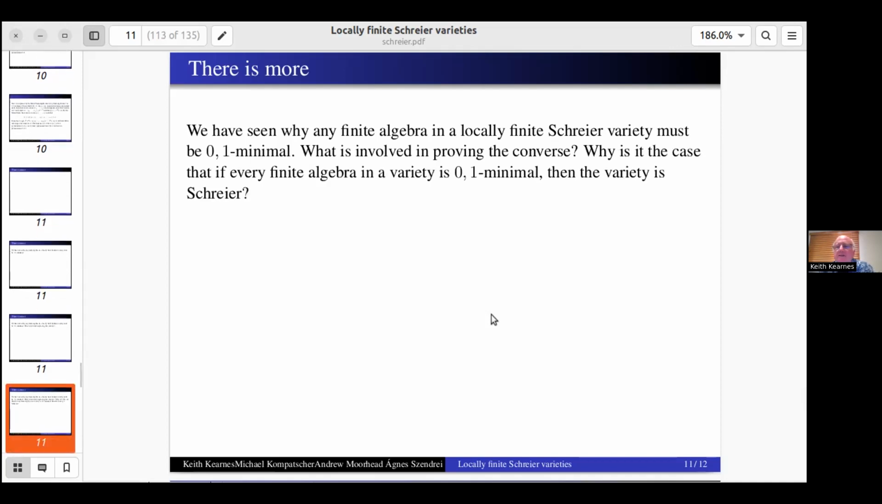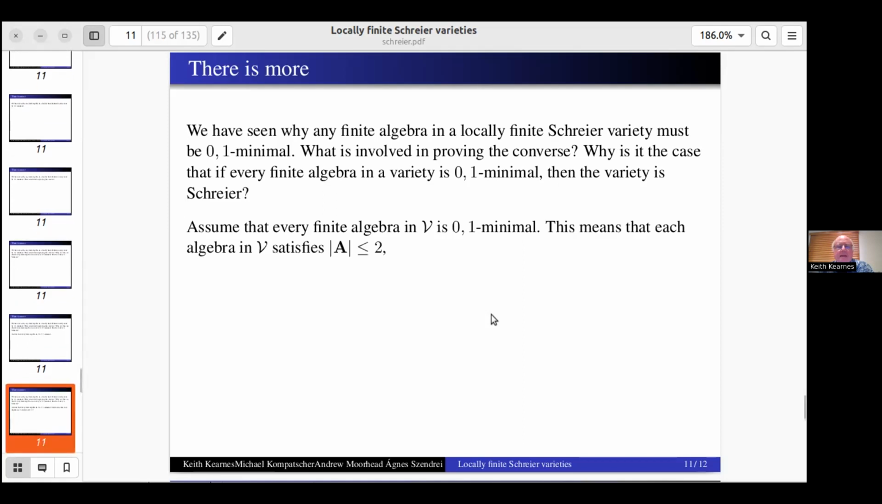I ask, why is it the case that if every finite algebra in the variety is 0, 1 minimal, then the variety is Schreier? Why is that the case? So I'm just going to outline it. I'm not going to give the details, but assume you have a variety where every algebra is 0, 1 minimal. Then there are 3 cases according to Palfi's theorem.